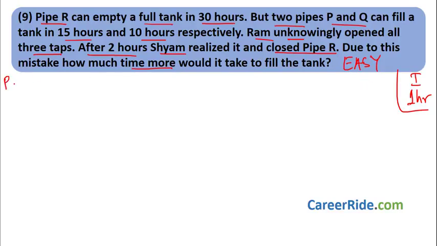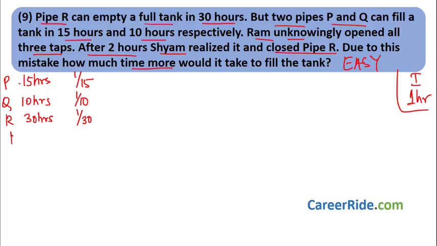Now for P, we have to find 1 hour work, inversion, right? How much time does P take? 15 hours to fill the tank alone. So in 1 hour it does 1 by 15 amount of work. Q takes 10 hours, so in 1 hour it does 1 by 10 amount of work. R empties the tank in 30 hours, so in 1 hour 1 by 30 of the tank is emptied by R. So we have found that out.